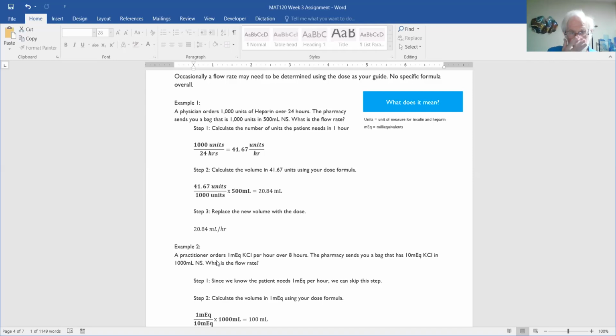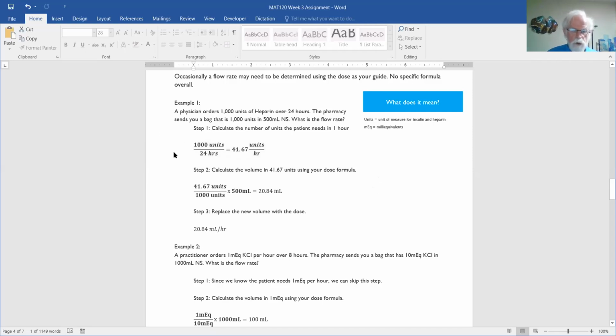So if we're looking at the dose, in this particular case, 1,000 units of heparin in 24 hours, unless you are given a drop factor for your apparatus, assume it's a pump. So you're going to be doing milliliters per hour. That is the answer we're going to want to come up to.